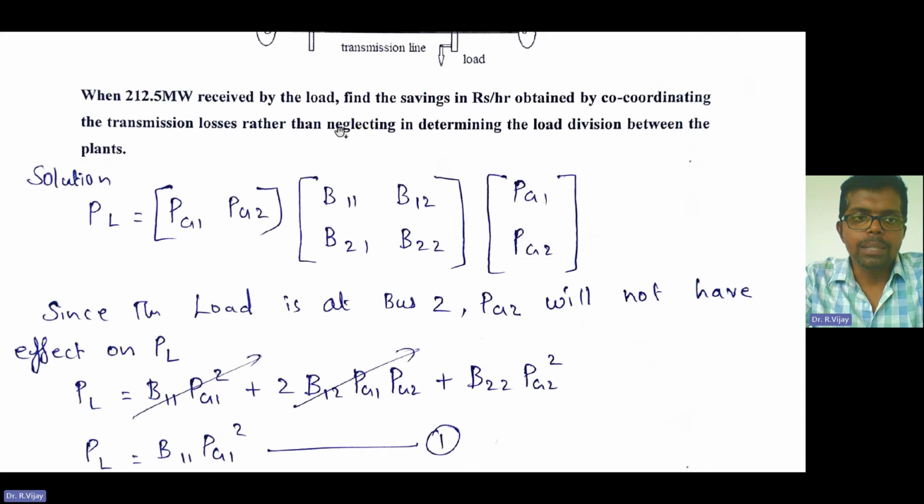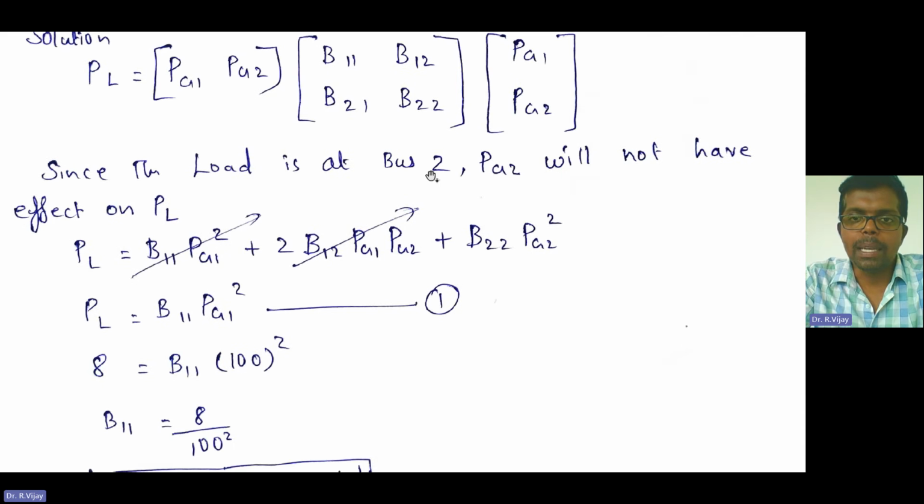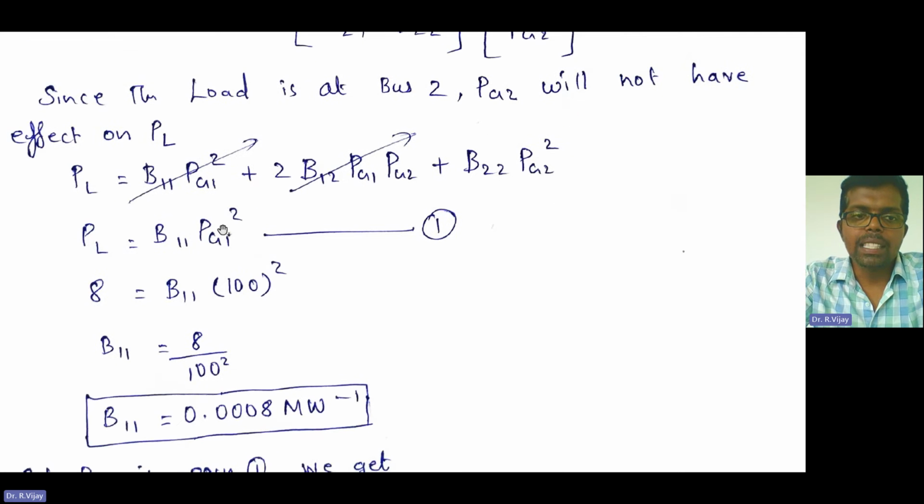Now, PL is equal to the matrix PG1 PG2 times B11, B12, B21, B22 times PG1 and PG2. Since the load is at bus number 2, PG2 will not have an effect on PL. So PL is equal to B11 into PG1 square plus 2 into B12 PG1 PG2 plus B22 into PG2 square. Since the load is at bus 2, these two factors get neglected.